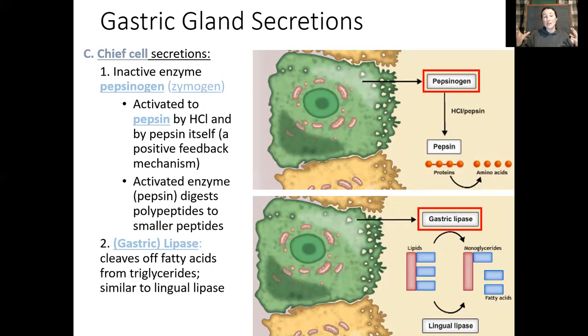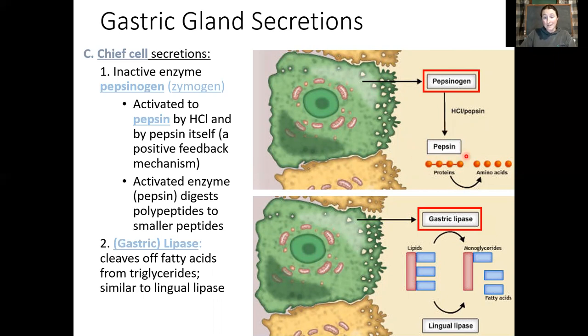These are the ones that actually release this zymogen. Right, so the zymogen's name is pepsinogen. So this here is a chief cell. It releases pepsinogen into the lumen of the stomach. As soon as pepsinogen encounters hydrochloric acid, the shape changes and now it is activated.